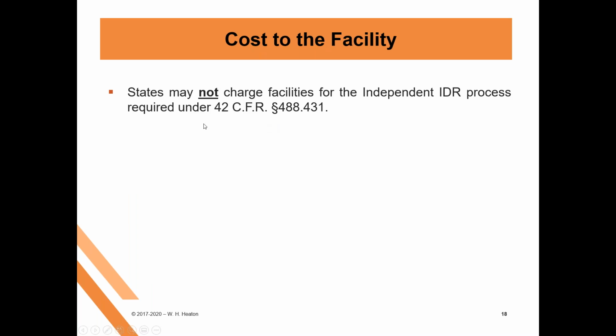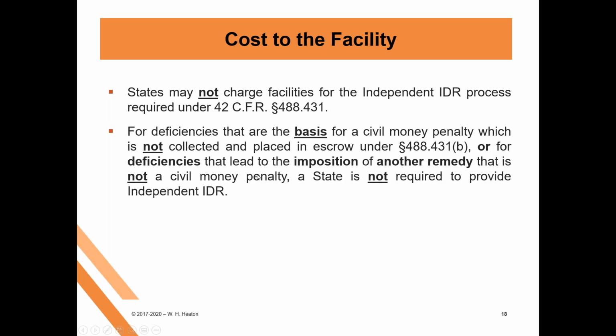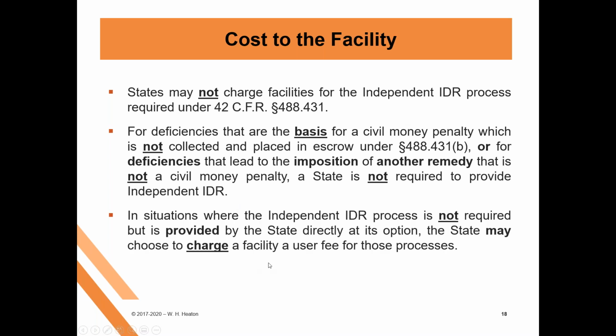Cost to the facility. The state cannot charge you for the independent IDR process for deficiencies that are the basis for a civil money penalty, which is not collected and placed in escrow, or for deficiencies that led to the imposition of another remedy that is not a civil money penalty. A state is not required to provide the independent IDR. I just mentioned that. But they can. They may choose or not choose. They may decide to do it as a part of the independent IDR process.